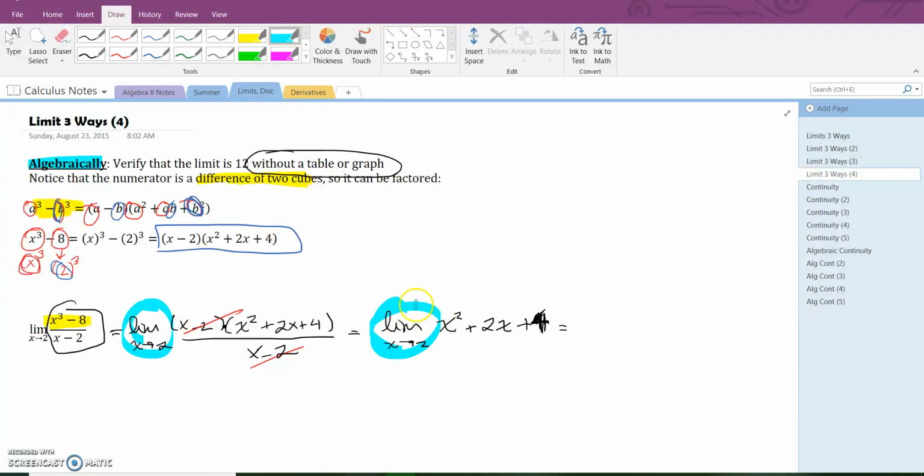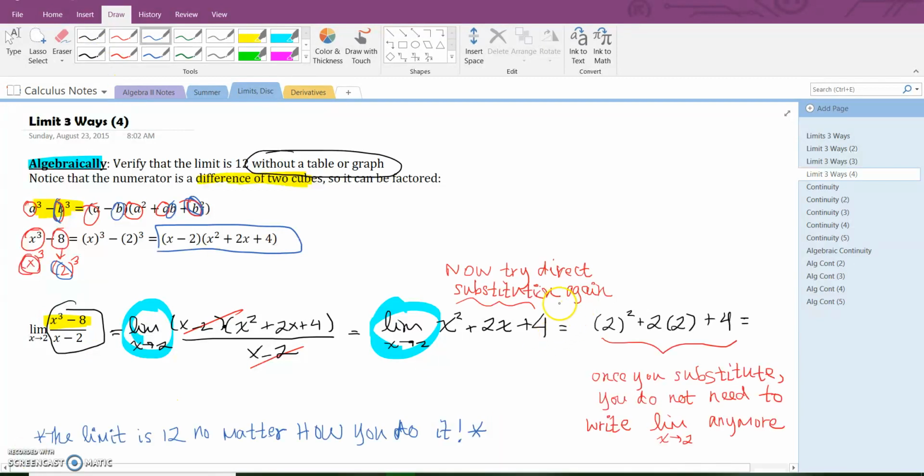We're not going to be lazy here. We're not going to use bad notation. You write limit all the way until the point that you would substitute. You know for yourself here that we're going to try direct substitution again now that we got rid of the problem. The problem was the shared factors. Now that we canceled the shared factors, our 0 over 0 is gone because 2 minus 2 and 2 minus 2 are both 0. They're gone.